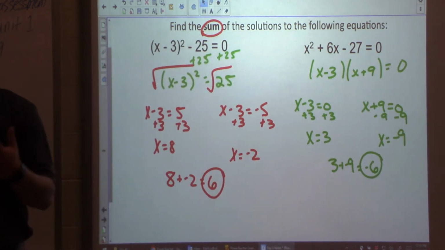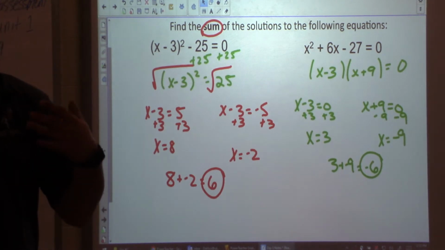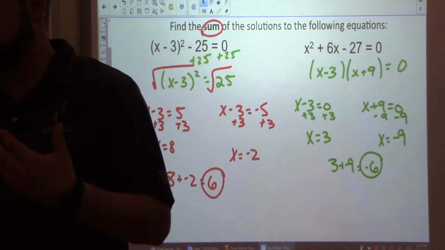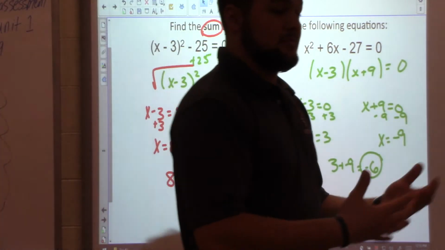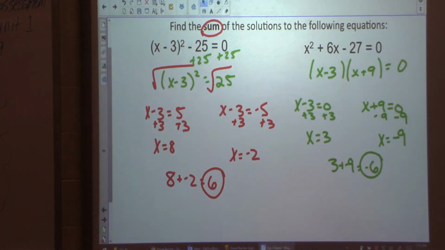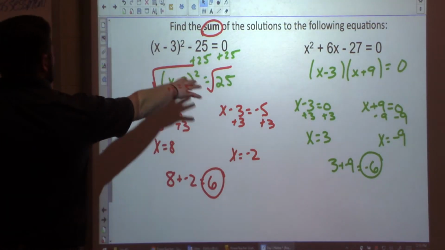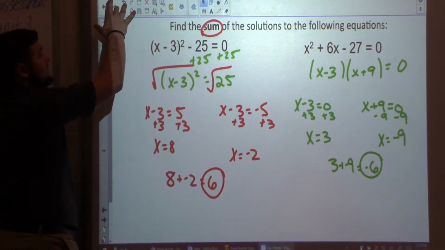So just make sure you're careful when you're reading directions. It might not just ask you for the solutions. It might also ask you for like the sum of the solutions, or the difference, or the product, right? Just be careful reading directions. What were those other keywords we talked about that meant the same as solutions? Roots and zeros. Good. Alright, any questions? Okay, let's keep going.